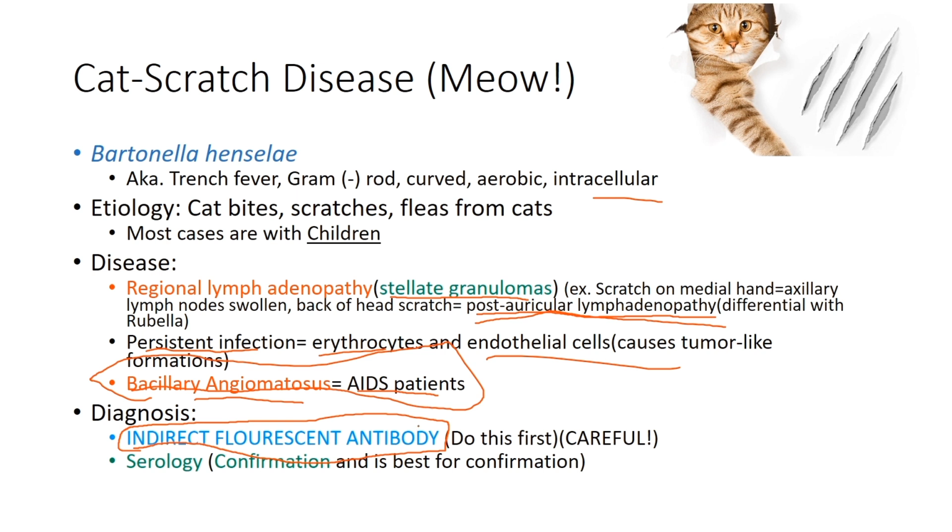Indirect fluorescent antibody. That is something you want to be looking for in cat scratch disease, followed by serology to check for titers, and that will give you confirmation that this person has cat scratch disease. And again, remember, it's usually in children.